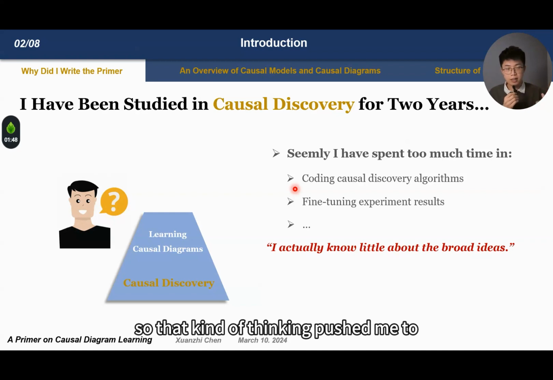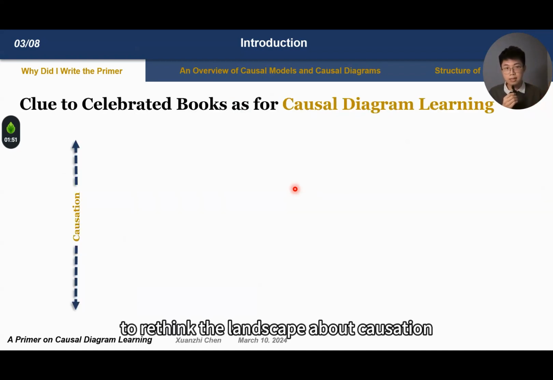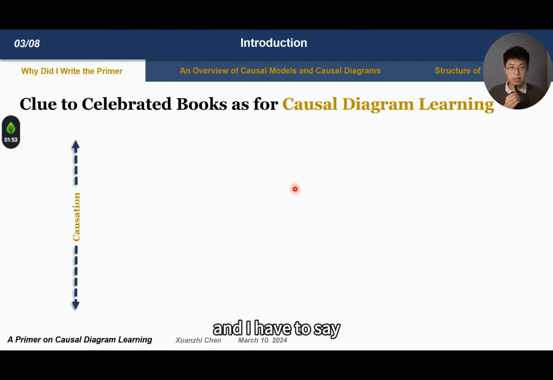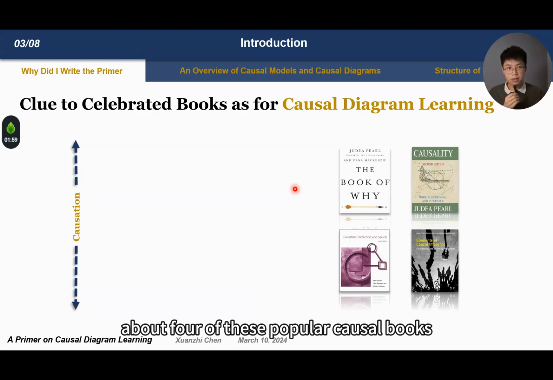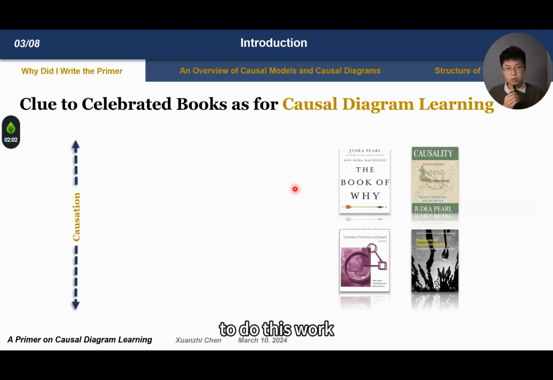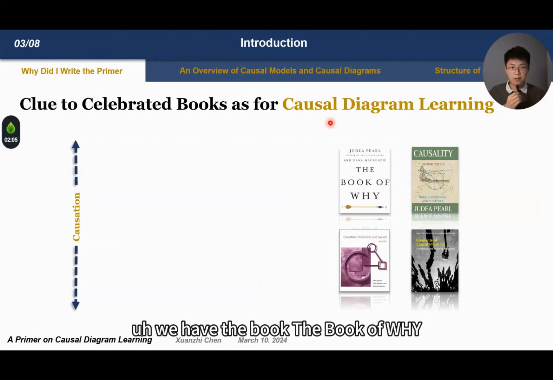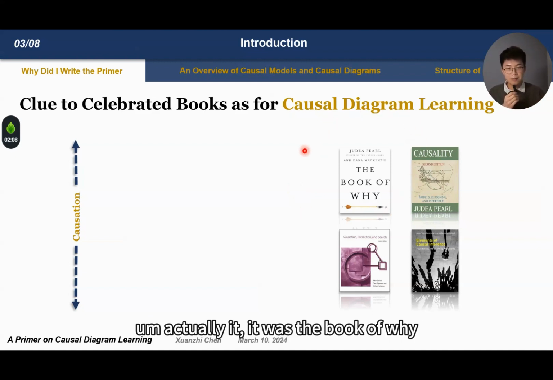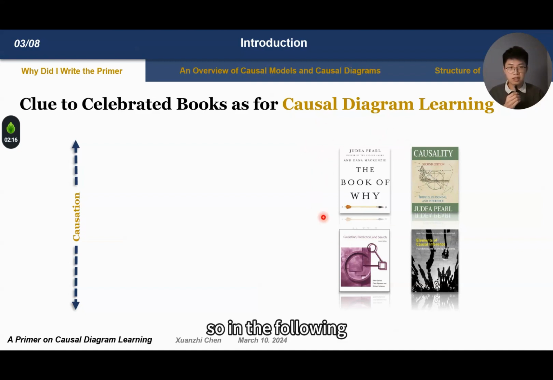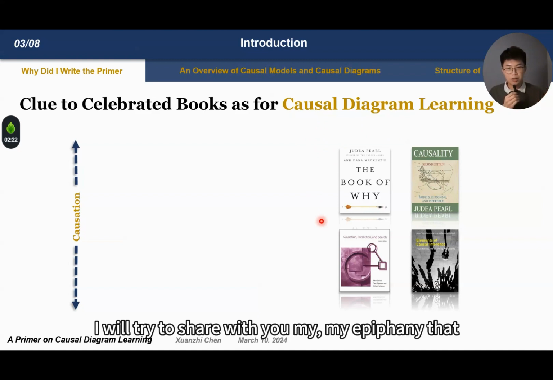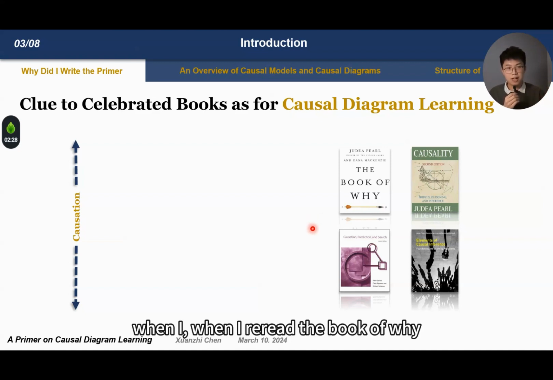So that kind of thinking pushed me to rethink the landscape about causation. And I have to say, it is my reading experience about four of these popular causal books that really gave me the inspiration to do this work. Especially we have The Book of Why. Actually, it was The Book of Why that opened the door for me to causation 2 years ago. So in the following, you will from time to time see I will try to share with you my epiphany when I reread The Book of Why.